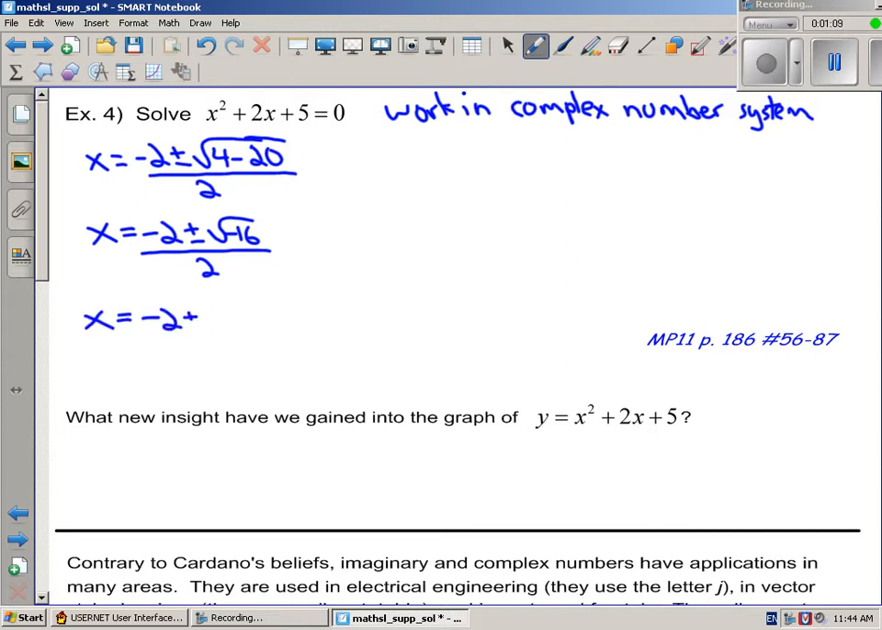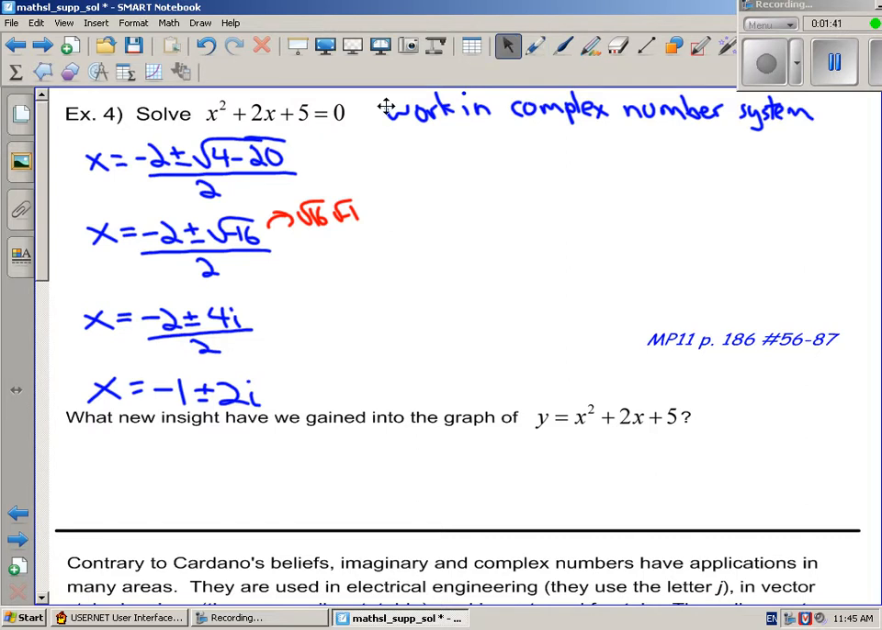Negative 2 plus or minus the square root of, okay, square root of negative 16 is the same as square root of 16 times square root of negative 1, or 4i, all over 2. And we reduce that, and that would be negative 1 plus or minus 2i. So you've gotten numbers at this point that are going to allow you to factor, but they have this complex component in them.